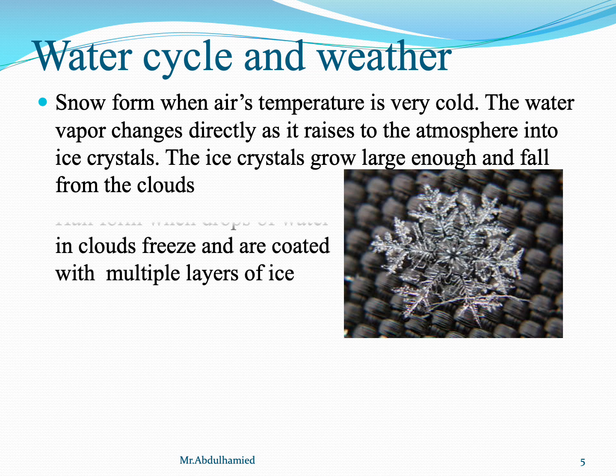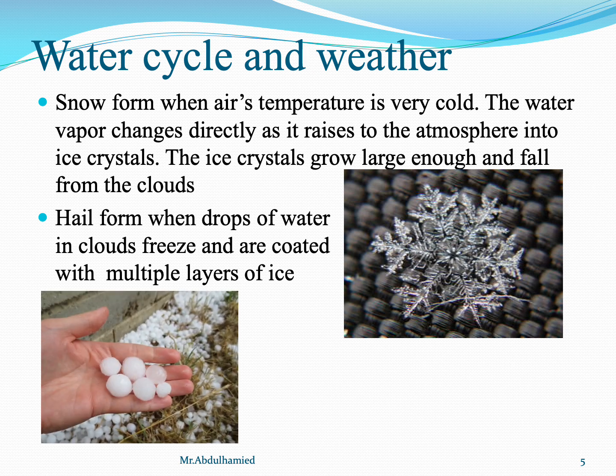Now, about the hail. How can hail form? Hail forms when drops of water in clouds freeze and are coated with multiple layers of ice. And this is the hail. The difference between hail and sleet, I think we can say, is that both of them are ice crystals, but one is larger than the other. Hail is bigger and can cause a lot more damage than sleet.